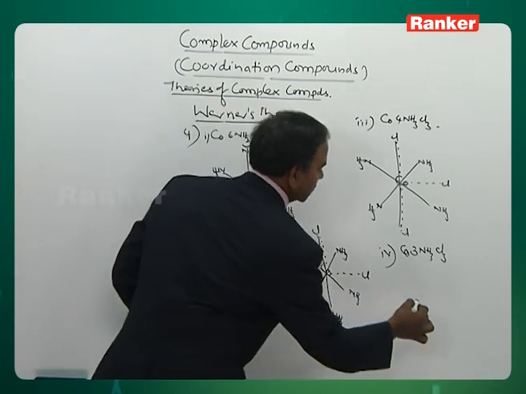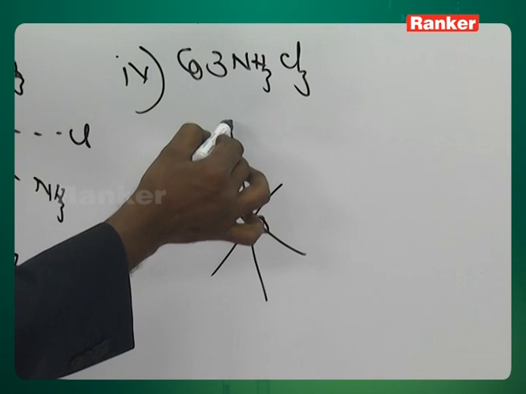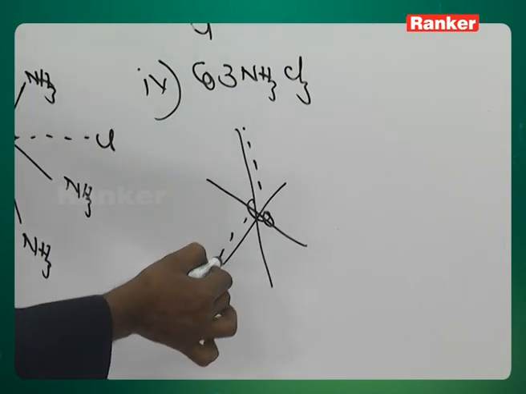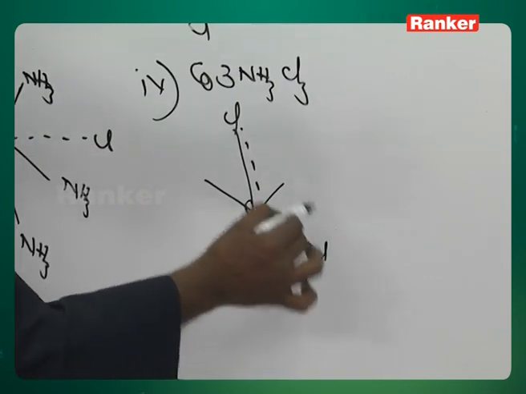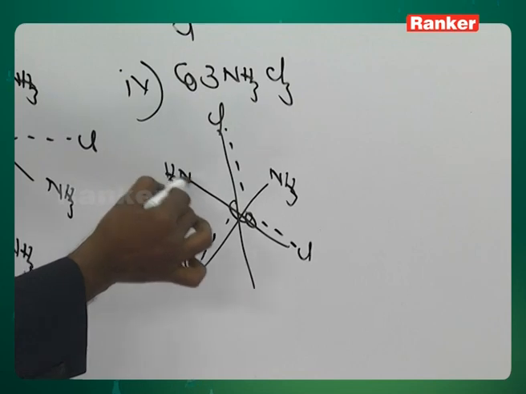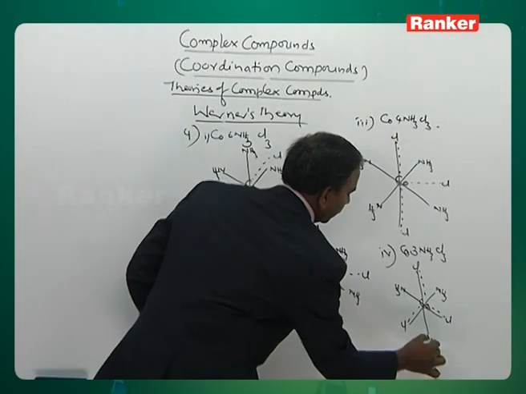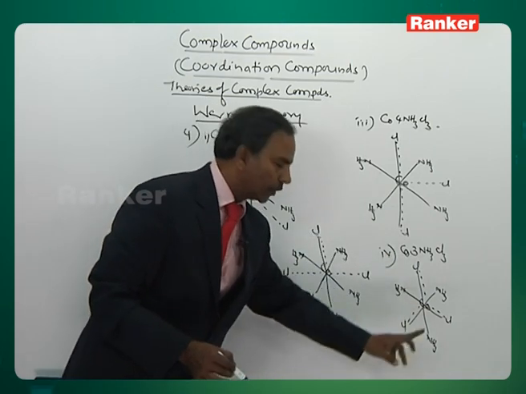This particular complex I am writing like this, see, first ligand, second ligand, third ligand. These 3 ligands are written by solid line and dotted line. Here 1 dual ligand, here 2 dual ligands, here 3 dual ligands.